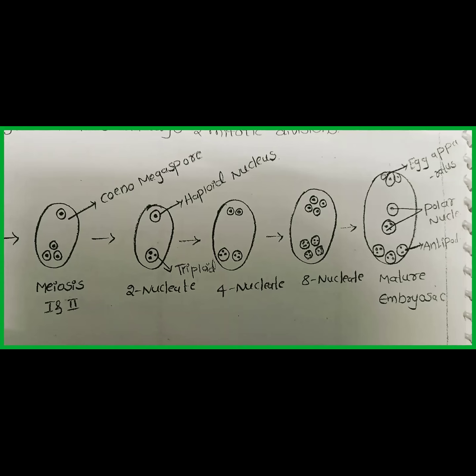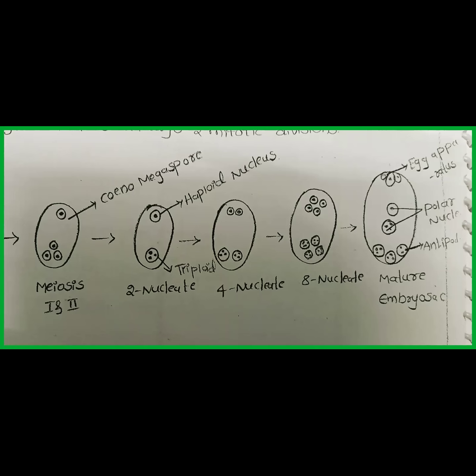But at the micropylar end, single haploid nuclei are formed. But at the chalazal end, all are triploids. So the triploid chalazal and haploid micropylar nucleus undergo 2 mitotic divisions.